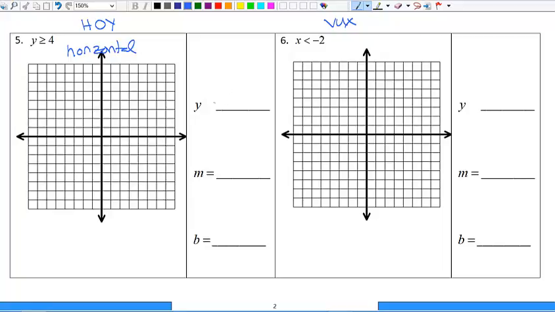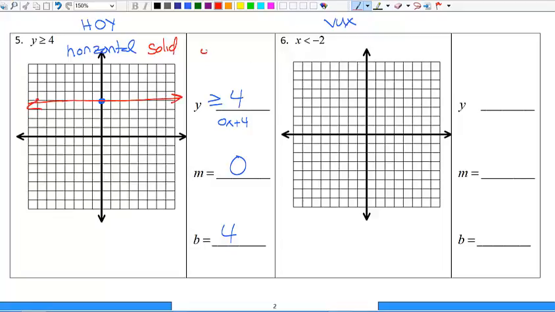So I have y is greater than or equal to 4. This could be like 0x plus 4. My m is 0 and my b is 4. Or you could just know that there's a 0 slope using your Hoy. So I put my pencil on the 4. Is this a solid or dotted? Well, because it's or equal to, it's going to be solid. So I can just draw a solid horizontal line at 4.